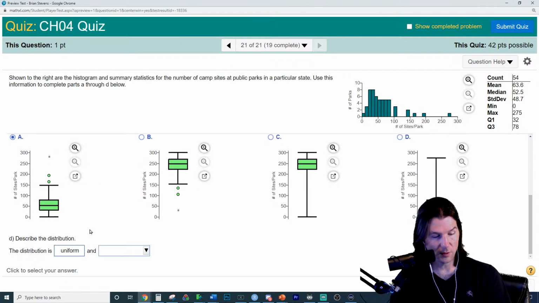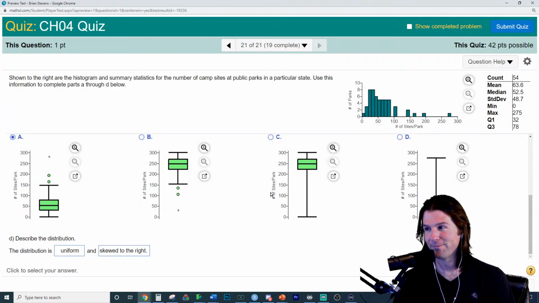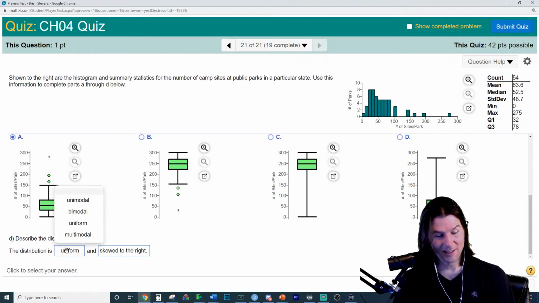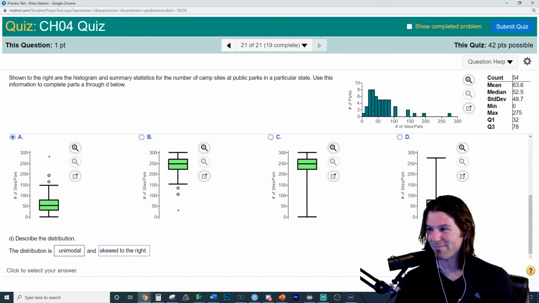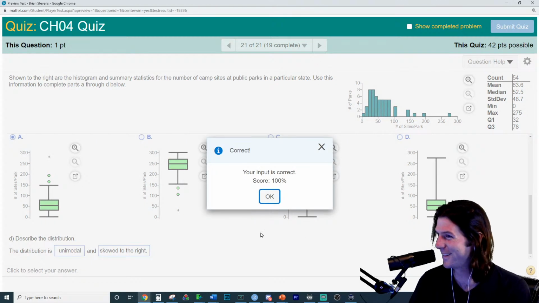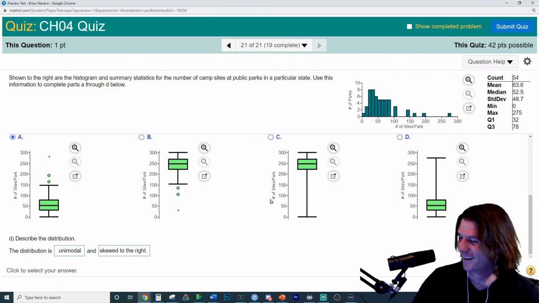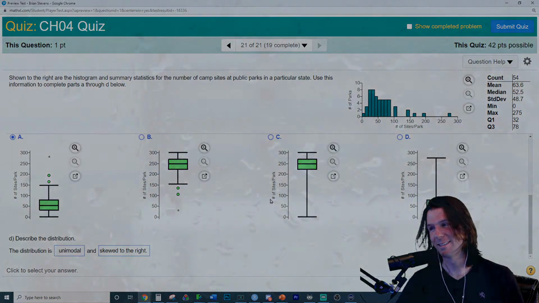The distribution is unimodal and skewed to the right. Did I seriously do it? Rewind the tape. Oh my gosh. Going too fast, everyone.